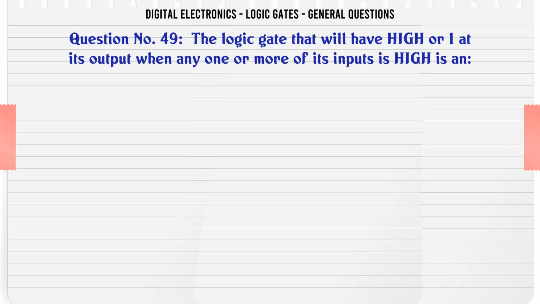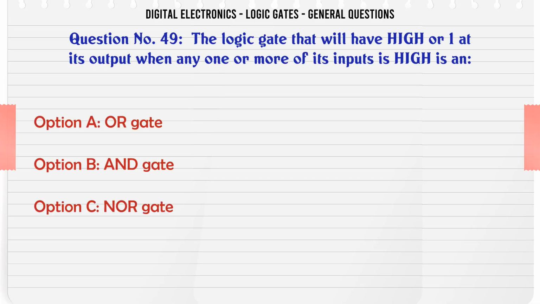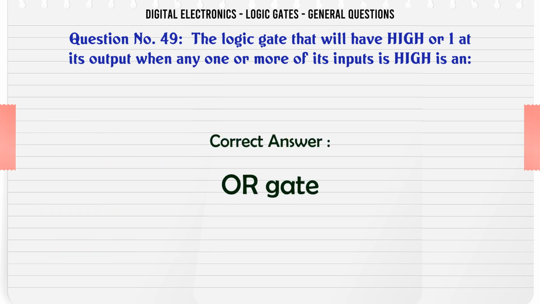The logic gate that will have high or 1 at its output when any one or more of its inputs is high is an A. OR gate. B. AND gate. C. NOR gate. D. NOT operation. The correct answer is OR gate.